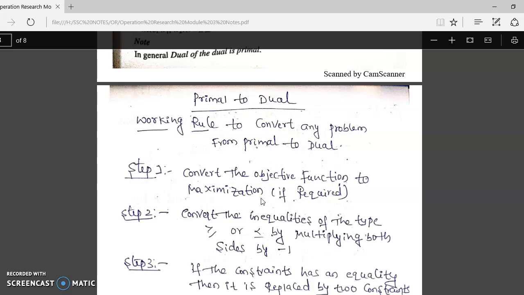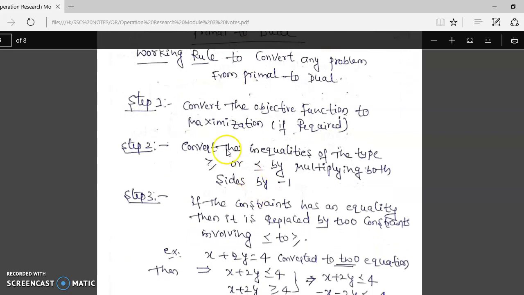method. So multiply with -1 to convert into maximization if it is minimum. If it is already maximum, directly keep it as it is. No need to convert. Then the second step. In the dual conversion, all the constraints are of the type less than only. But if any constraint is of greater than, convert it into less than by multiplying both sides by -1.